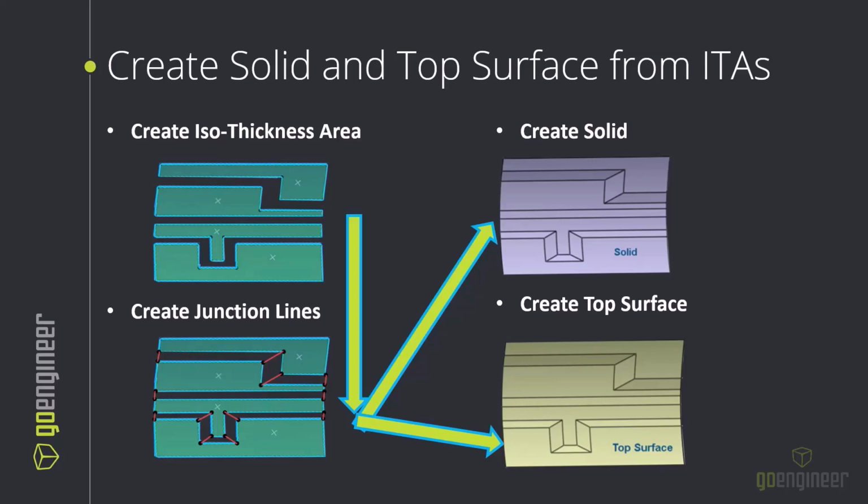Now the process to build these, we start with developing an ISO thickness area, and what we do in this step is we take all the areas that are a common thickness and combine them into a singular shape, and then we move on to creating the junction lines, which will take the corners of our ISO thickness areas and build a line in between them, and this will define the transition between one thickness and another. And once we have both of these defined, then we use the final tool to develop our solids and top surfaces.